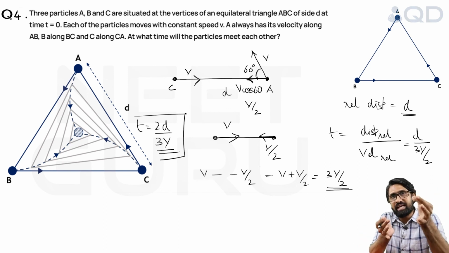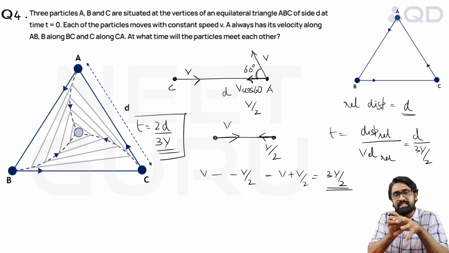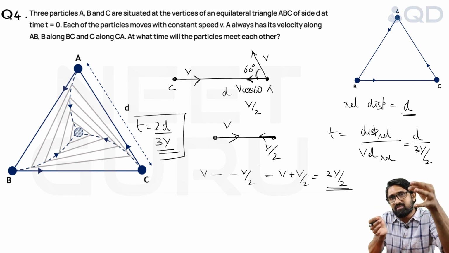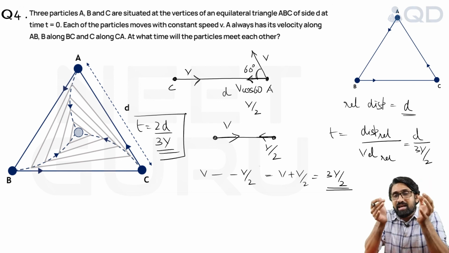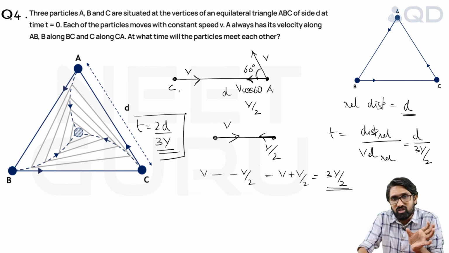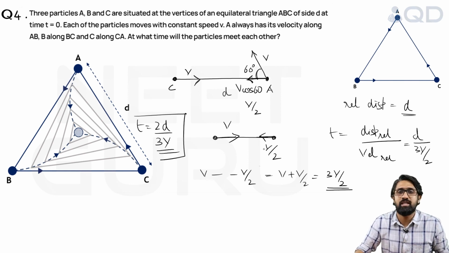You take one side separately, and you know that when the particles collide at the center, that side would be relatively covered. So relative displacement is already that side, and you can find the relative velocity along that side by drawing it apart and finding the components of velocities here, just like we did in this case. So that is how you solve such questions.